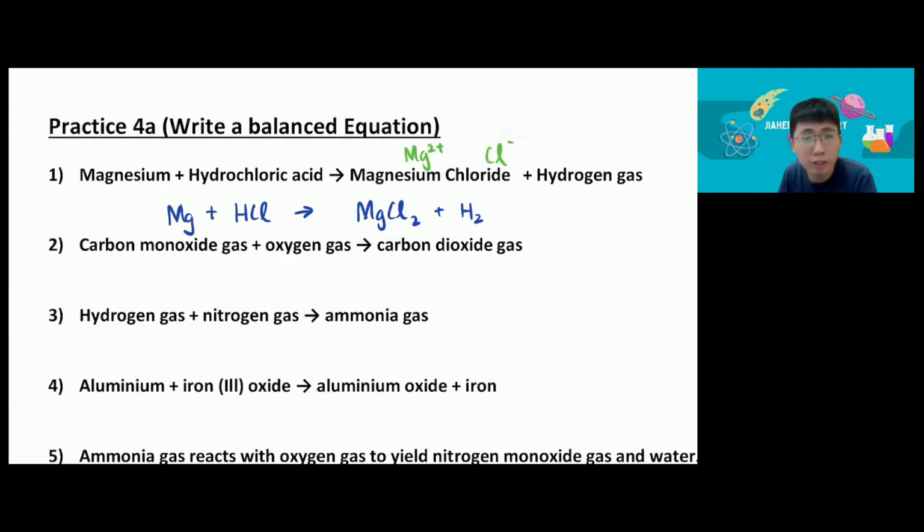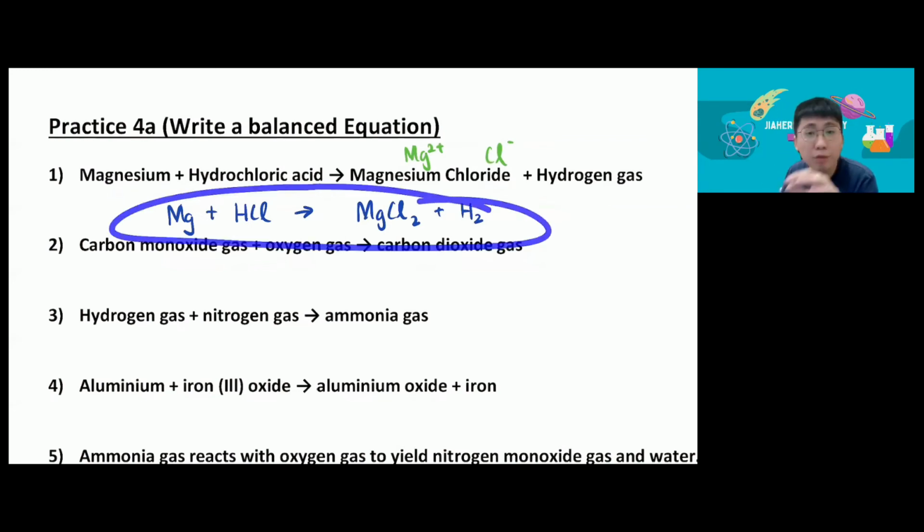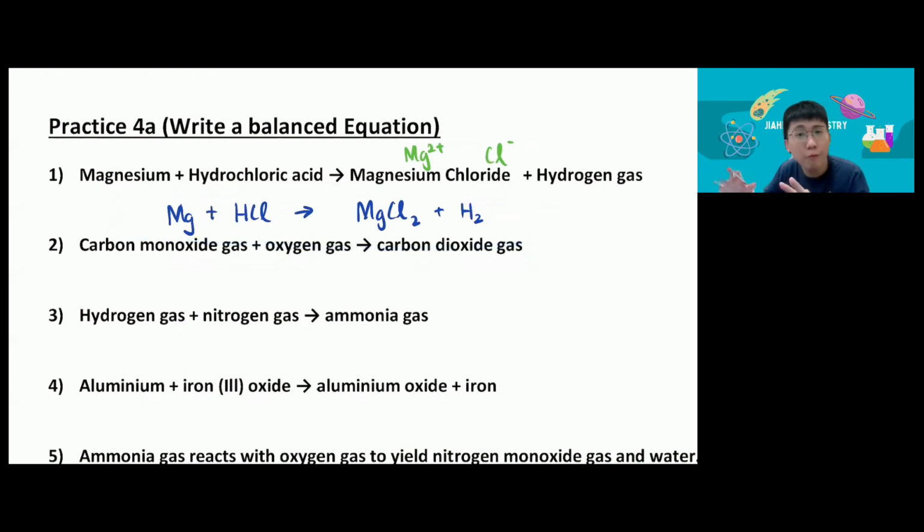Every gas you see is always diatomic. Oxygen gas is O2, nitrogen gas is N2, hydrogen gas is H2. Whenever you see something that is a gas, you always have 2, 2, 2. All these things should be in your mind already. If you don't have it, it's time to do more practice. From the name, I can write out the symbol. If you can write this out, you're halfway there.